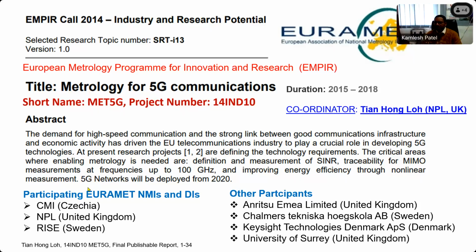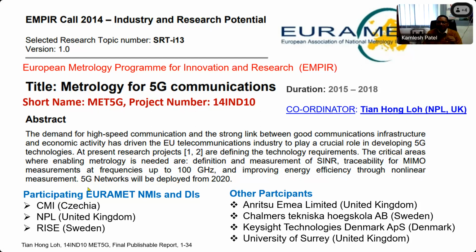So they had some thought in mind that we should be able to establish the SINR measurement facility. We will define a new concept or definition for the SINR. They also decided to establish the SINR measurement as well as the MIMO measurement for frequency up to 100 gigahertz, and they are also looking at non-linear measurement, since the products developed for 5G consist of active as well as passive devices. It was planned that all these measurements or the project should be completed within 3 years, so that the 5G network can be deployed from the year 2020.